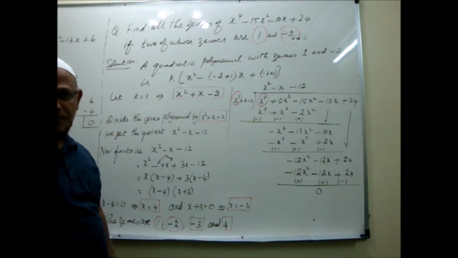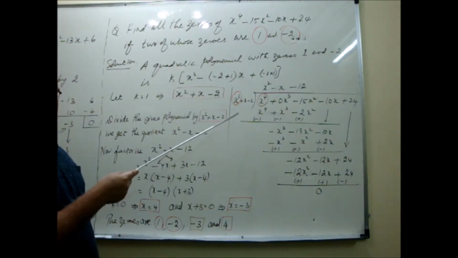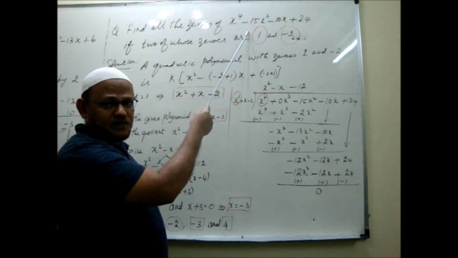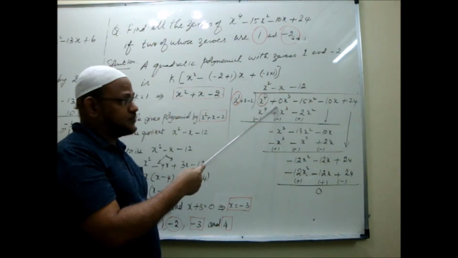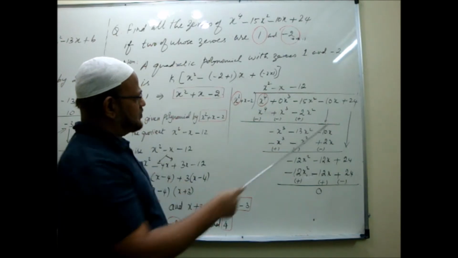Using which method? Long division method. So long division is done here. Take care here: x to the power 4, then the x cube term is not there. Either leave space or write 0x cube. Then minus 15x square minus 10x plus 24.